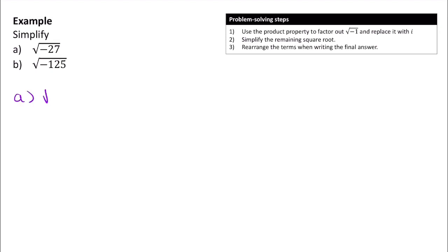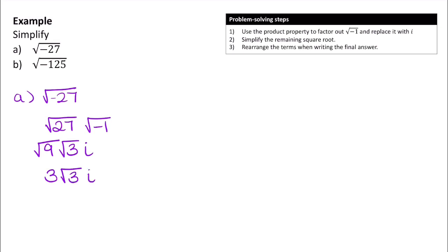So in A, we have the square root of negative 27. This is going to become the square root of 27 times the square root of negative 1. The square root of negative 1 is i, and now the square root of 27 is not a perfect square. Remember back from our simplifying lesson, whenever we see a number that's not a perfect square, we need to think about how to make it better. So what's the biggest perfect square that will evenly divide 27? Well, the biggest perfect square is 9, so we have the square root of 9 times the square root of 3. The square root of 9 is 3, so we have 3 times the square root of 3, i. Remember, we usually write that i in front of the radicals, so I'm going to rearrange this as 3i times the square root of 3.